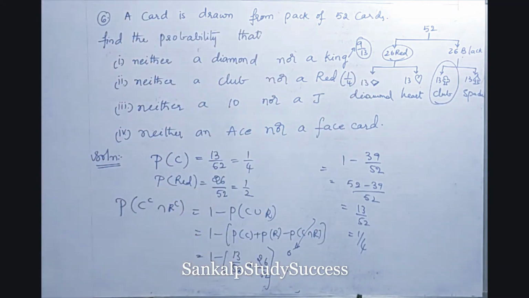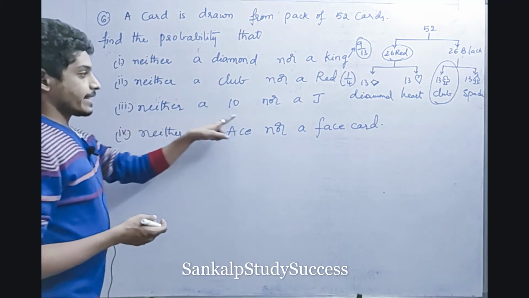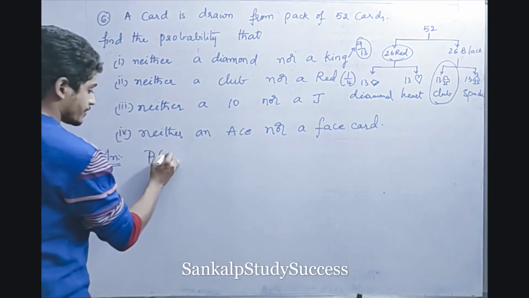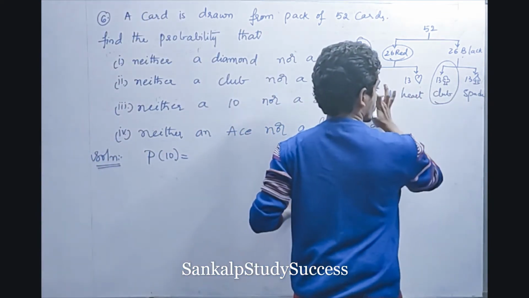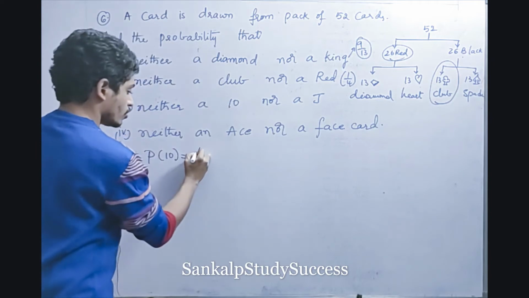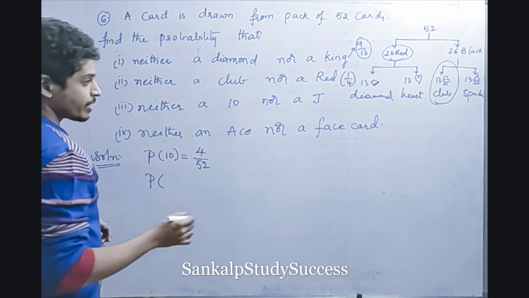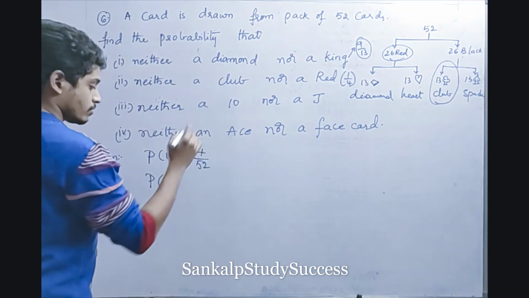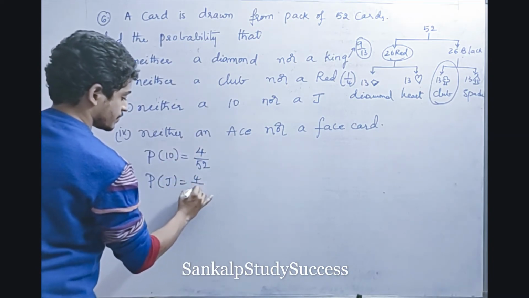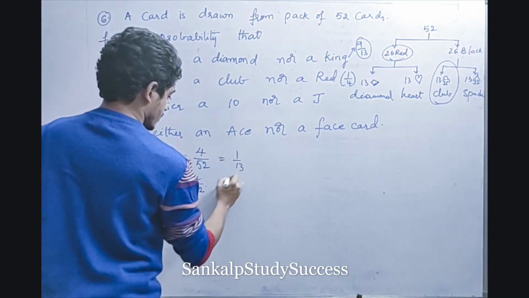Okay, fine, do you understand? So next one is, come on, see, neither a 10 nor a j, right? So what is the probability of 10, friends? How many 10s are there? 1, 10, 1, 10, 1, 10, 1, 10. So total 4 10s are there out of 52. So 4 divided by 52. Yes, next one, how many j are there? 1, 2, 3, 4. 4 j's are there. So probability of j is equal to 4 by 52. Yes, so now this is equal to 1 by 13. This is equal to 1 by 13.